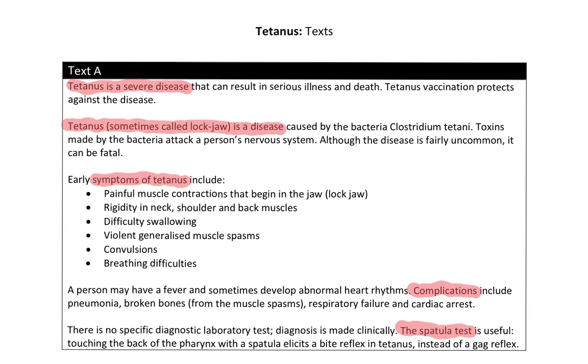Alright, so in part A of your OET reading test, you're always going to have 4 texts: text A, B, C, and D. Now let's study the text. Text A, we have tetanus is a severe disease. Tetanus, sometimes called lockjaw, is a disease. Symptoms of tetanus, okay? Then we have complications, the spatula test. I highlighted these keywords or phrases to help you to understand the nature of this text. It's about a disease or tetanus, so you can label it as a disease. It will help you to answer the following questions.